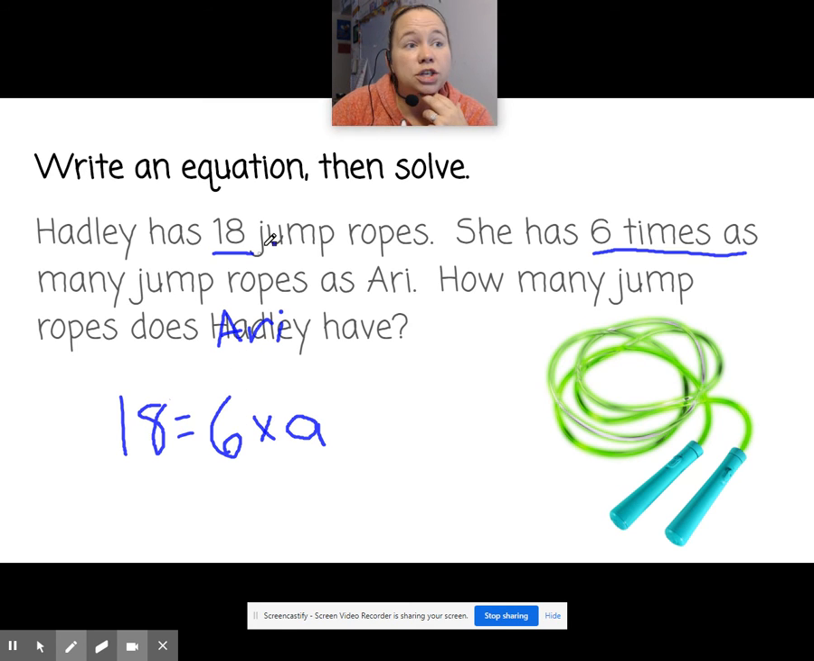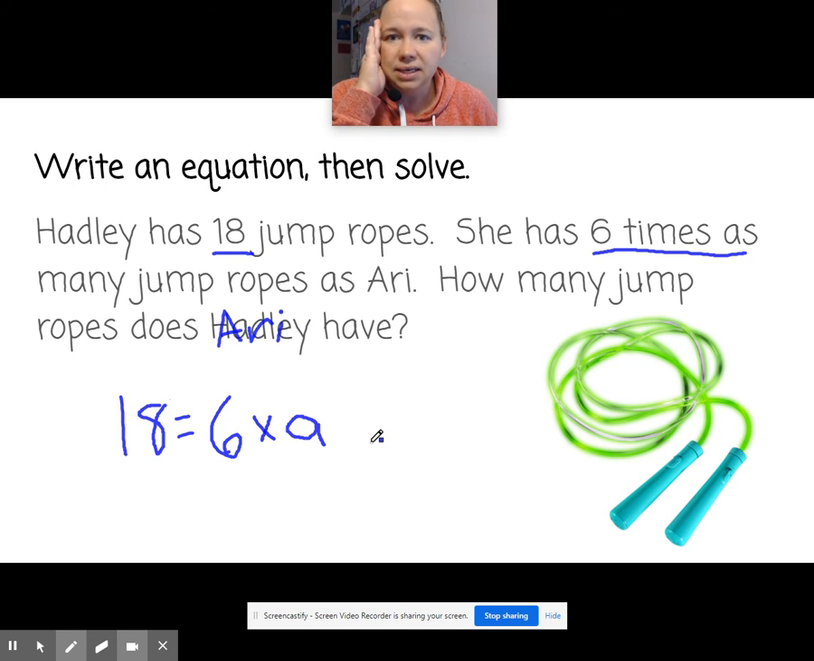Some of you are going to think, oh, I want to do 18 times 6. If we did 18 times 6, if she has 6 times as many, that means she has more than Ari, right? Our answer would be way higher than 18, right? But the story problem just told us that Hadley has more than Ari. So how could our answer possibly be higher than 18? So when you're doing word problems, friends, you have to understand what the problem's asking you and think. You can't do what I call robot math. I'm going to multiply because that's what my teacher has been teaching me. You have to stop and think. Okay, don't be a robot. Think.